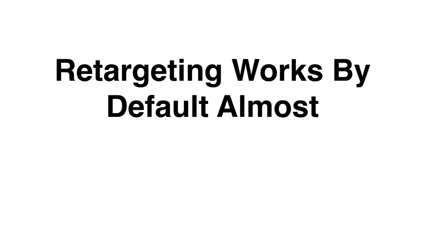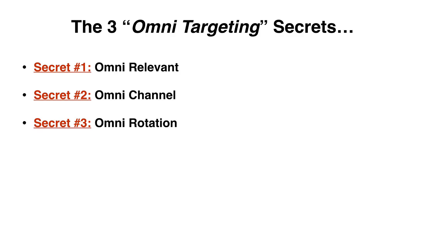Okay, but we did find some problems. We found quite a few problems, and I want to share those problems with you and how to get past them. In fact, I want to share our 3 omni-targeting secrets. Secret number 1 is you got to be omni-relevant. Secret number 2 is you got to be omni-channel, and secret number 3 is about omni-rotation. And don't worry, folks, if you don't understand what I'm talking about, I will break it down for you step by step.